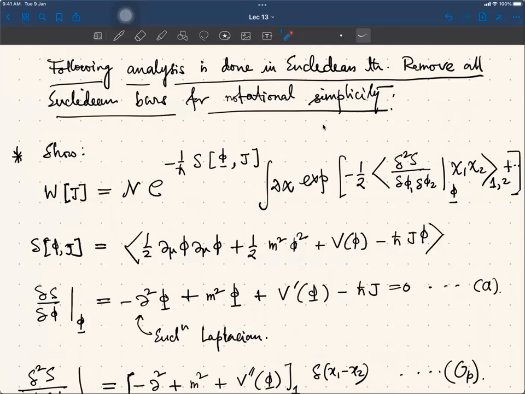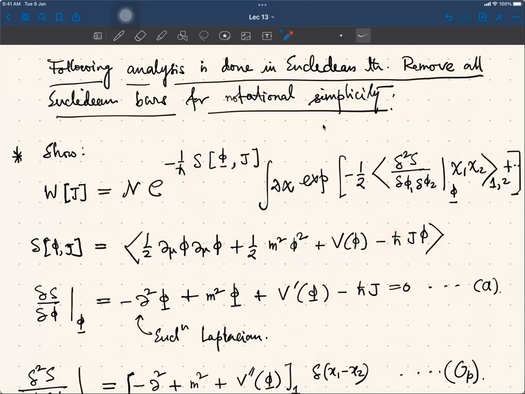But if we do not have this one over H bar factor, then this J times phi will be multiplied by this 1 over H bar factor, and each time there's a J derivative of the generating functional, instead of bringing down phi, we will be bringing down phi by H bar. To cancel that H bar, we just multiply it by H bar.